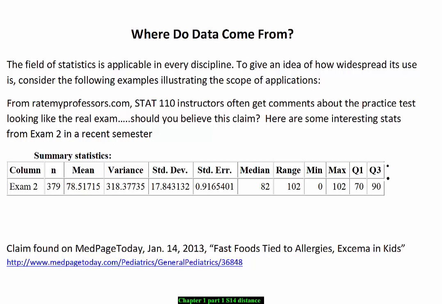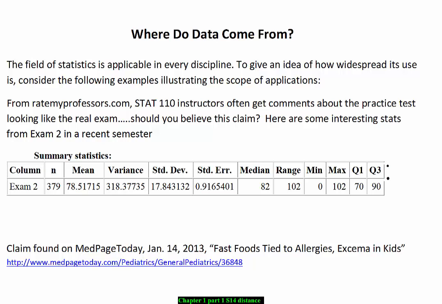So, our first example is an example that I took from Professor Brian Habing, and I think everyone in here probably knows what RateMyProfessors.com is. Stat 110 instructors often get comments about how the practice test looks like the real exam, and therefore the class is easy because you can just take the practice test and don't have to worry about really studying for the test. Should you believe that?